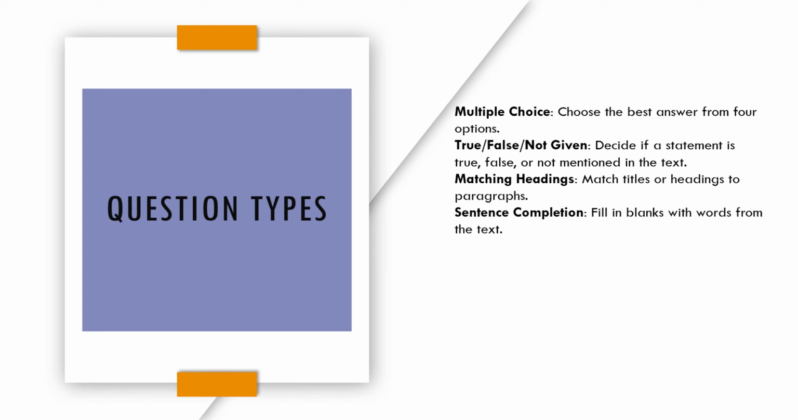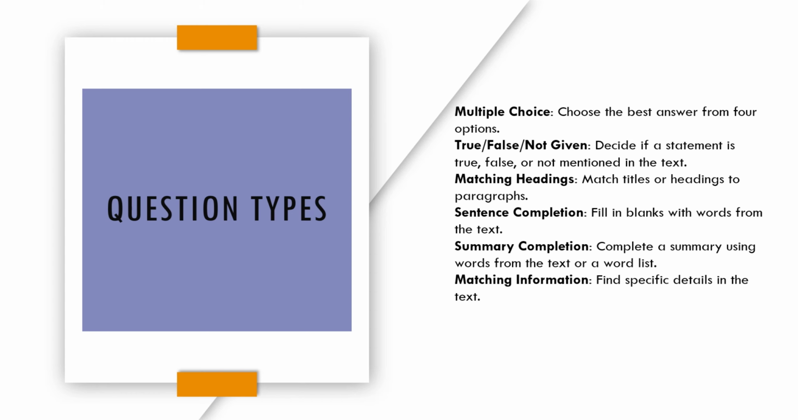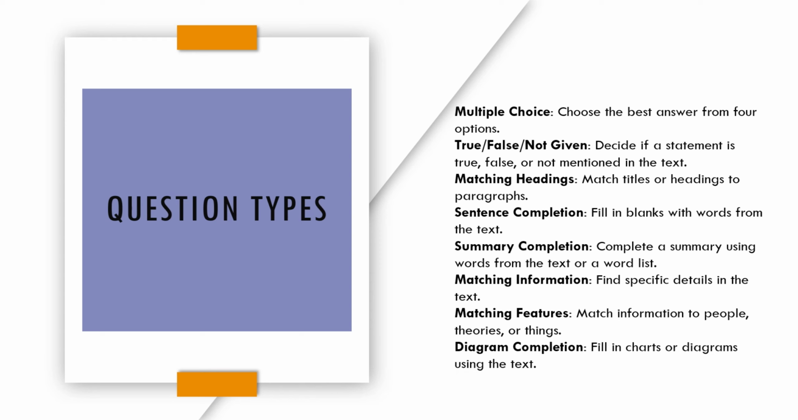The fourth type is sentence completion. In this task, you will have to fill in the blanks with words from the text. The fifth is the summary completion. You will have to complete a summary using words from the text or a word list. The sixth is the matching information. You will have to find specific details in the text. The seventh is the matching features. So in this task, you have to match information to people, theories, or things.